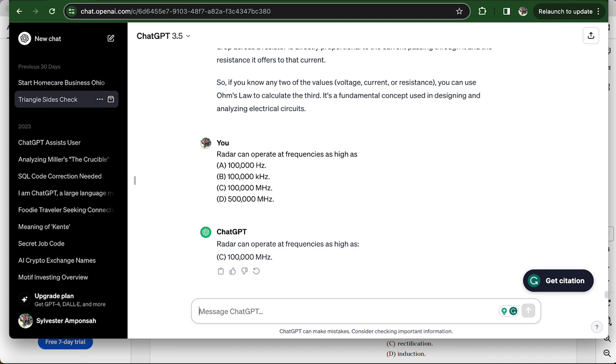Then you can likewise ask ChatGPT and it'll tell you. And you can even ask it to explain further. So, why is this the case? Why is this true?